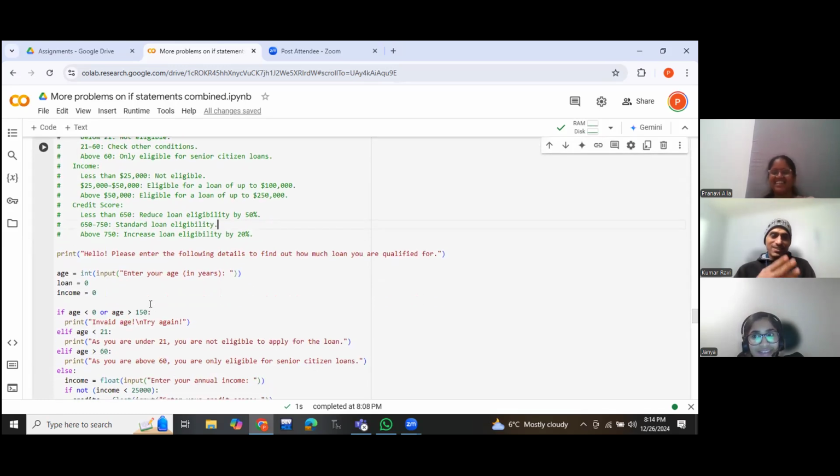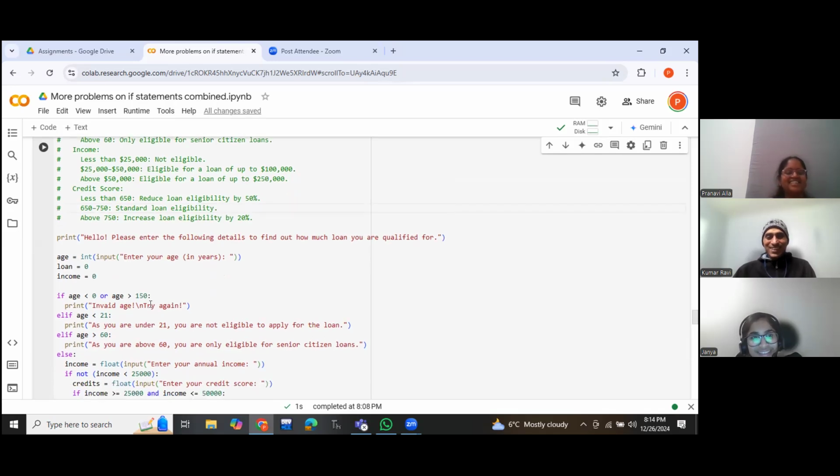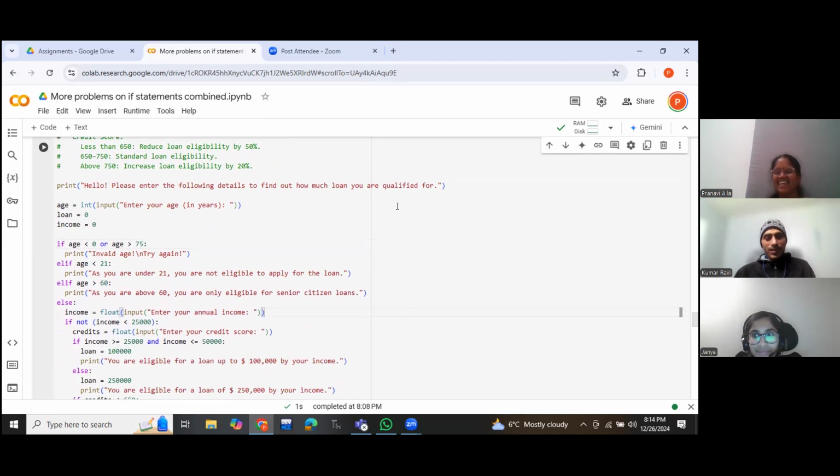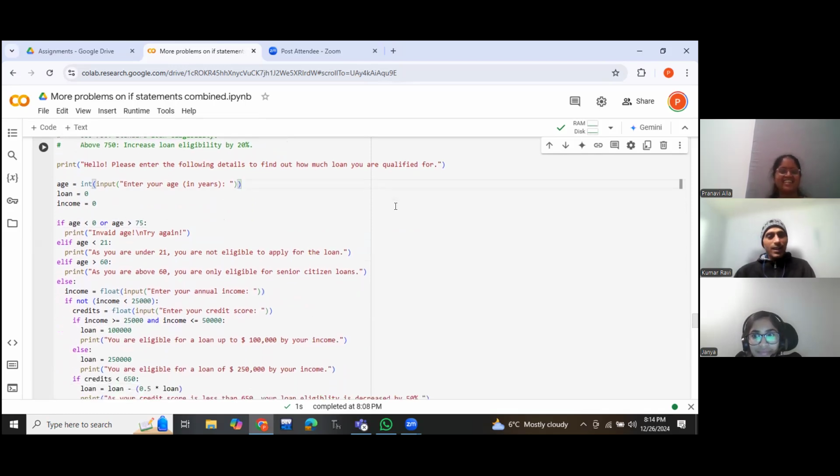Yes, sir. Senior citizen loan, you could give up to 70. After that, he will not pay. He will go and then the company will lose money. I'll change this to 70, sir, maybe. Yeah, 75 is max. In the US, Canada, people up to 75, 80 work. But in India, after 65, they don't.